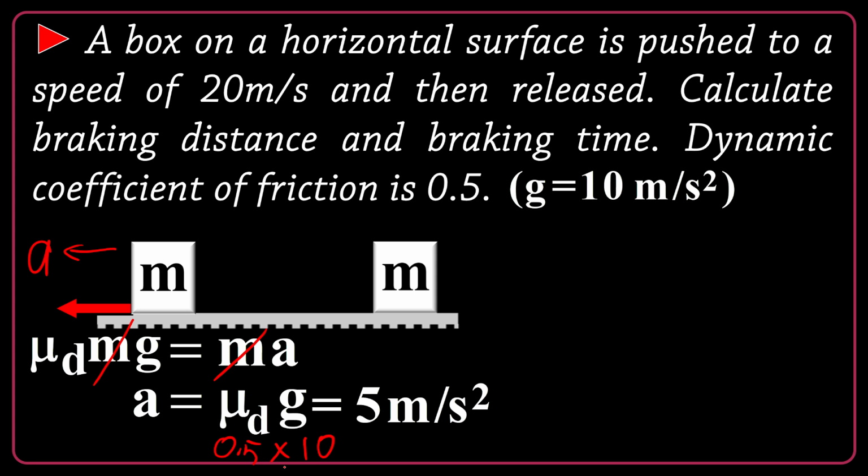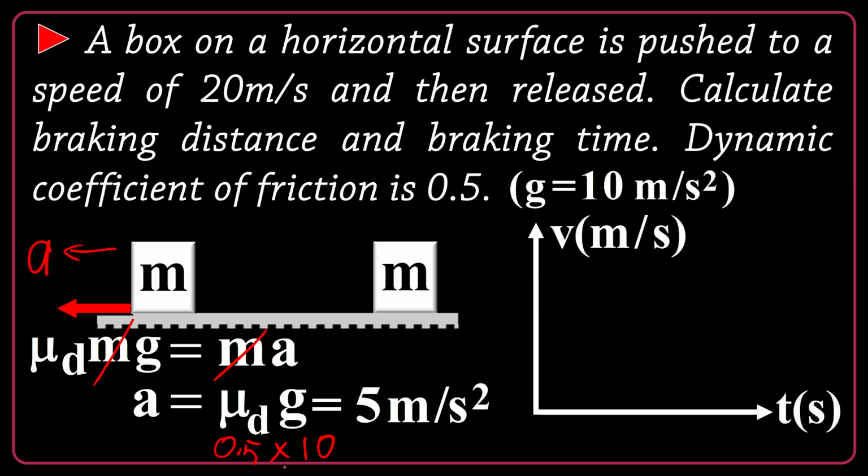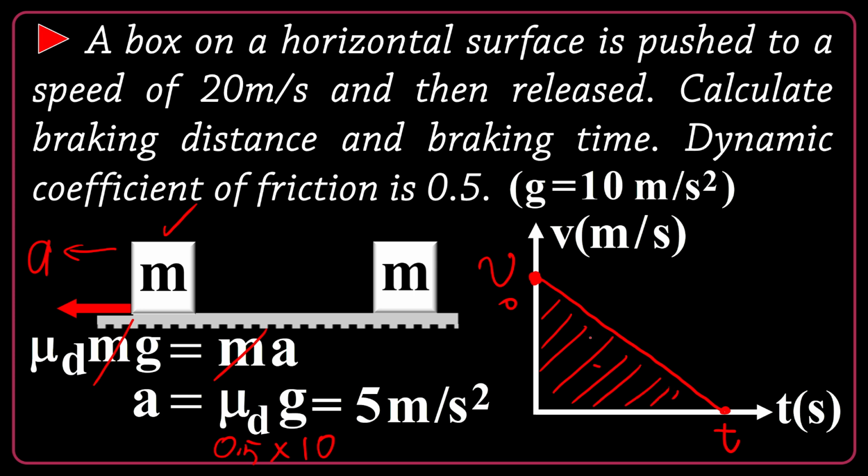But a very easy approach will be the graph. Let's draw the v-t graph. The velocity at the beginning of the process when I release the object, the initial speed, is v naught. Then the object will stop after a few seconds. So this is the braking time. And the area under the graph is the braking distance. You know, this is the delta x or x. Okay, so it's very easy.